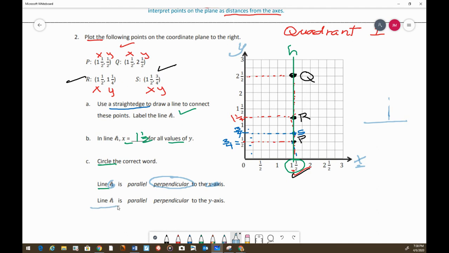And as you can see, next is whether line H is parallel or perpendicular to the y-axis. Here's the y-axis and here is H. Notice that they are parallel, because parallel means they are next to each other like this. So these are parallel. We're going to circle that.